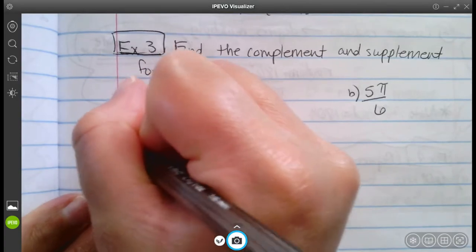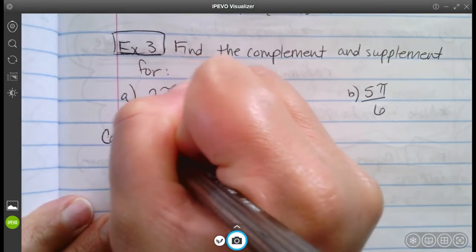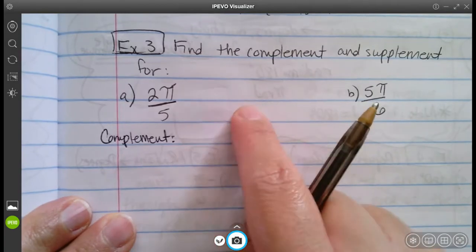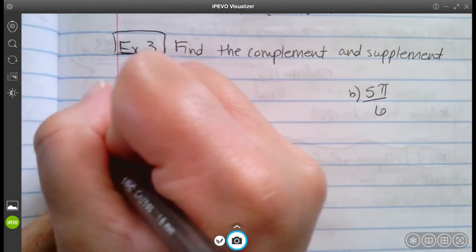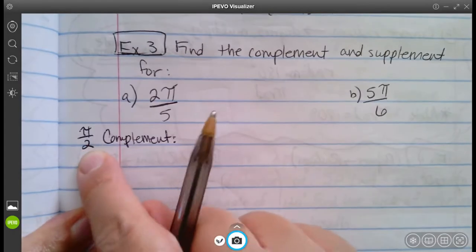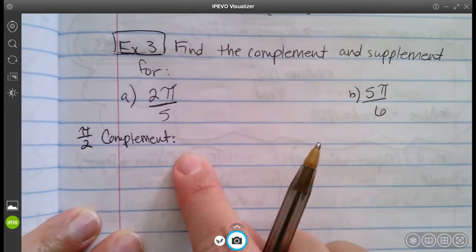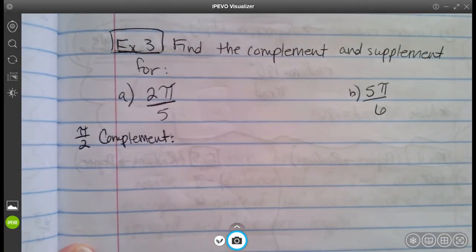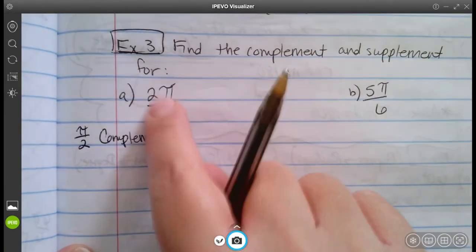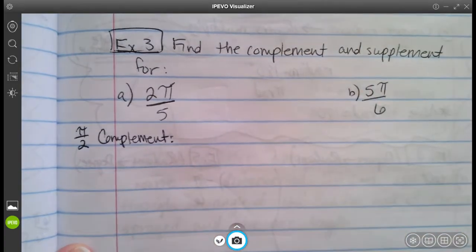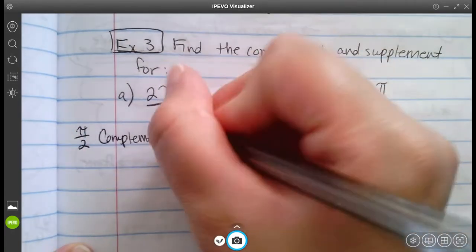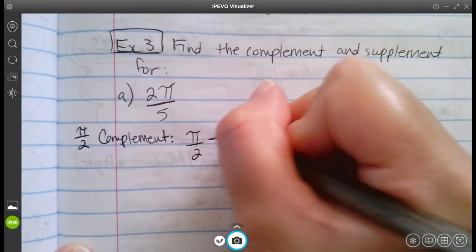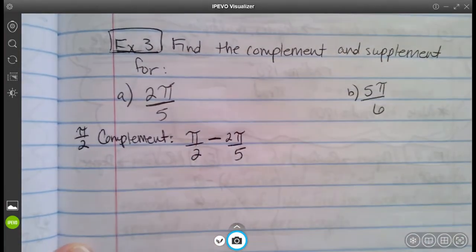For the complement, we know that this plus something has to give me 90 degrees, or pi halves, which is the same as 90 degrees but in radians. If you had it in degrees, you would subtract 90 minus whatever this is, and that gives you the answer. It's the same thing here. So we're going to take pi halves and subtract this one, 2 pi over 5.